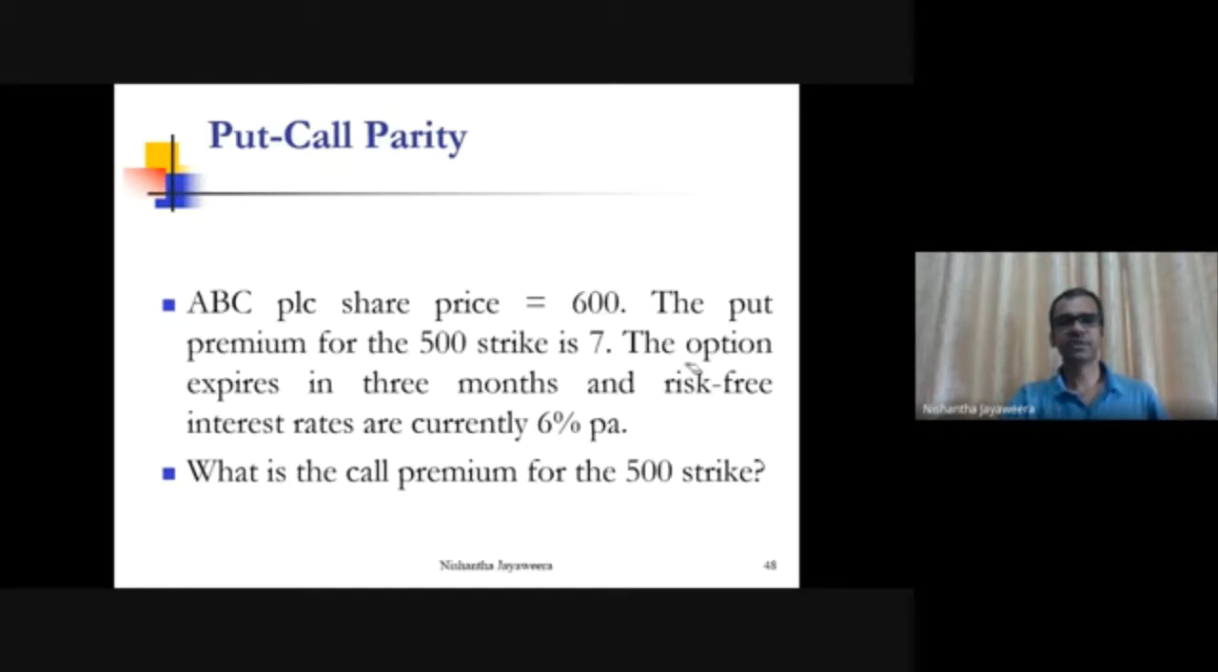So we'll do an example here. Share price 600. That means the spot price is 600. Put premium for the 500 strike. What is 500? What is 7?